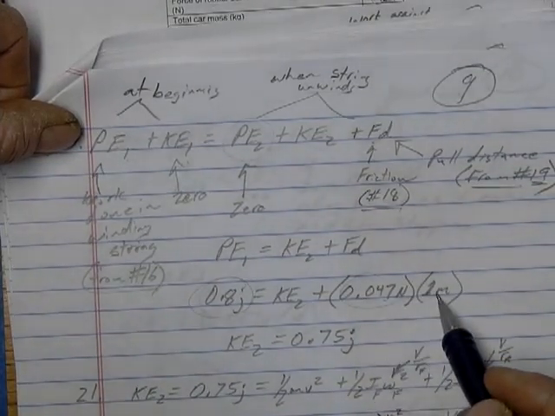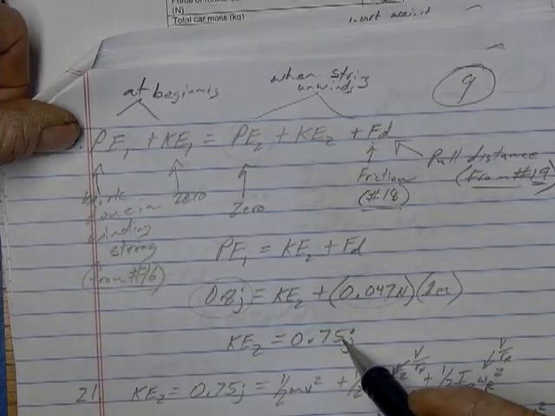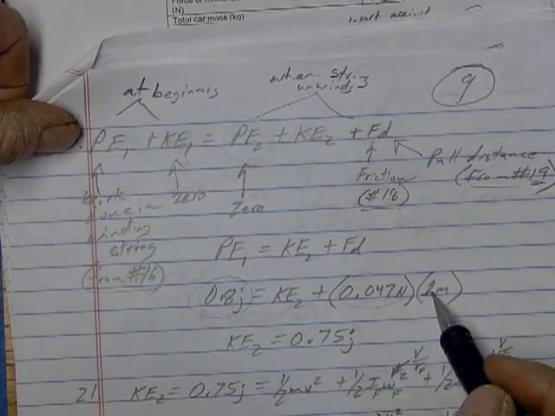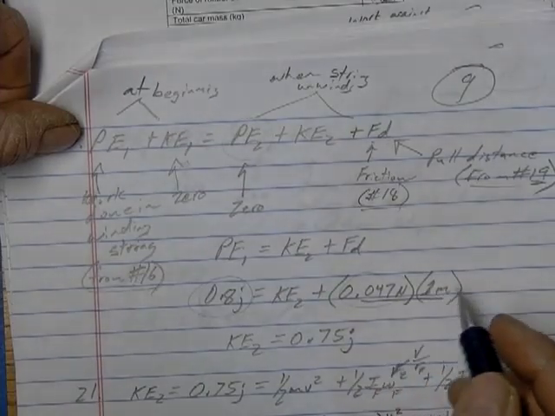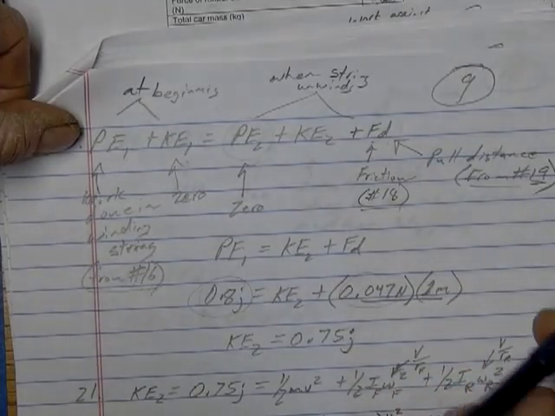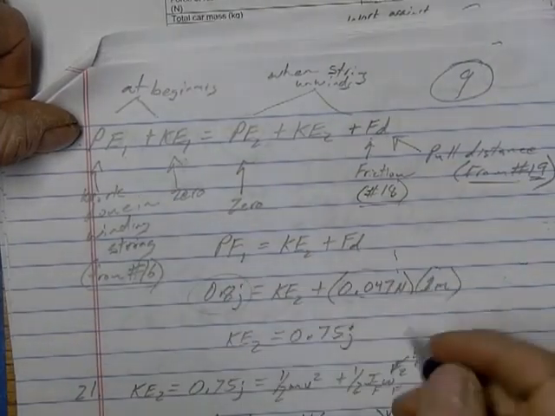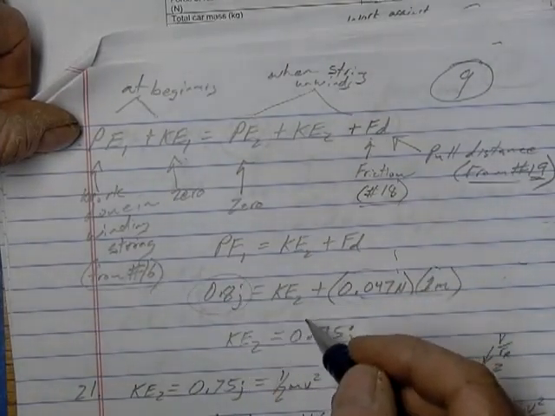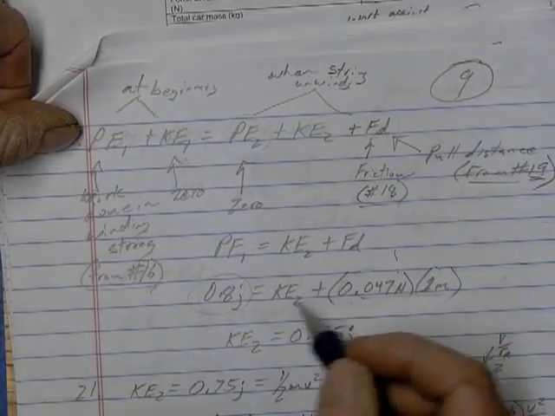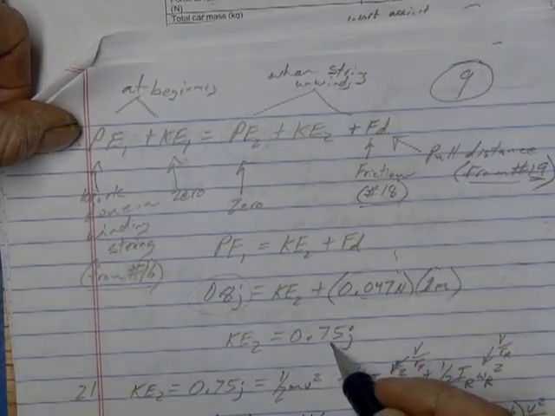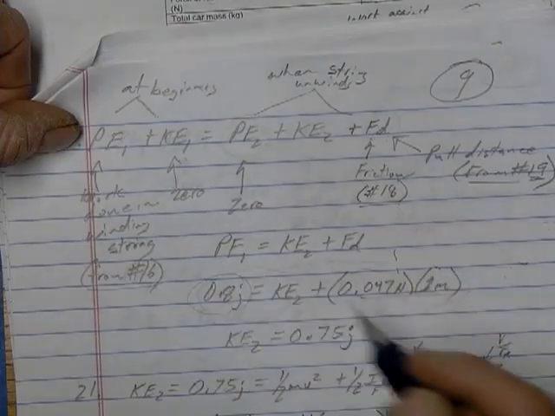So these multiplied together gives you 0.75 joules. No, it doesn't. These multiplied together give you something. And if you then subtract 0.8 joules from that, you'll get a negative. Anyway, kinetic energy equals 0.75 joules. You can do the algebra here. It's pretty simple.